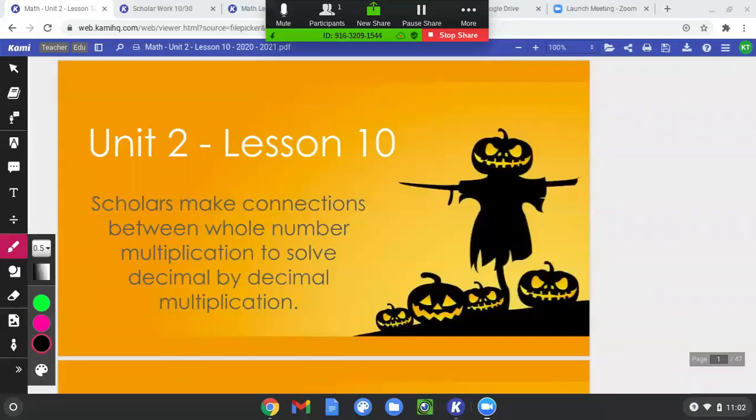Middle school math. We are going at it with lesson 10.